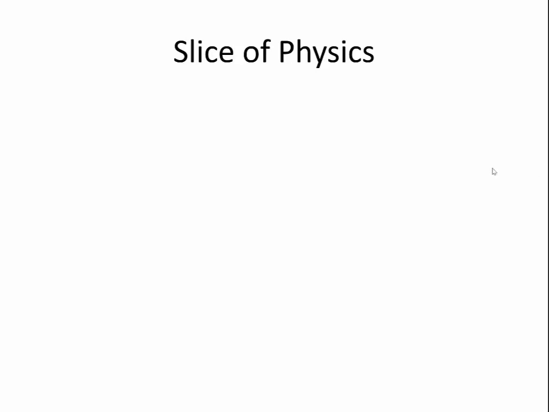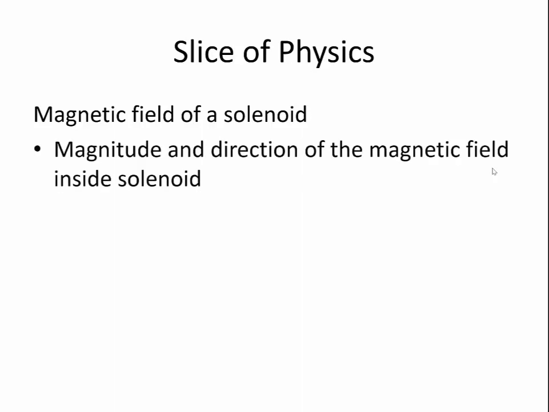Hi there, welcome back. We have talked about straight wires and their magnetic field lines. We have discussed current coils, and now we're going to discuss a solenoid. A solenoid has some interesting properties that we will see in many applications.